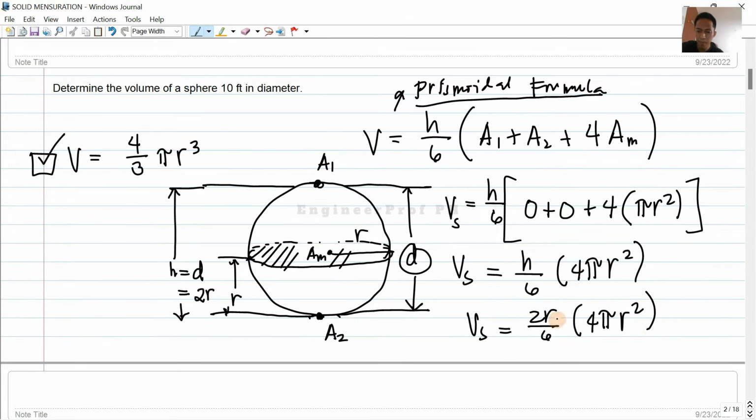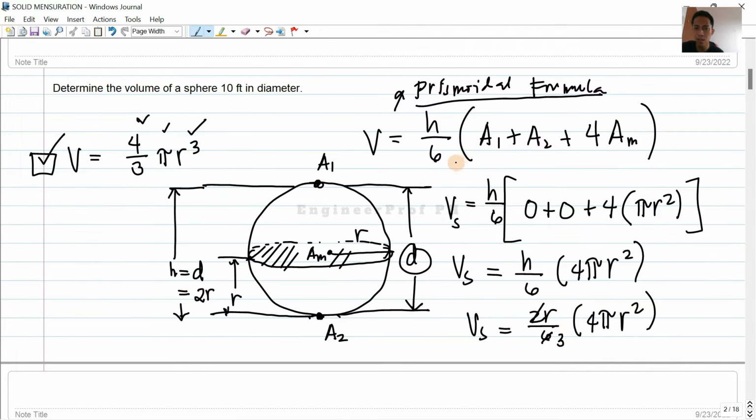So, ito guys, yung 2 mag-cancel na dyan. So, 2 over 6, that's just 1/3. So, this gives you the formula. We have here 4/3 pi r cubed. So, r times r squared is r cubed. So, 4/3, then just copy pi. Ayan guys, derive natin yung formula using the prismoidal formula.